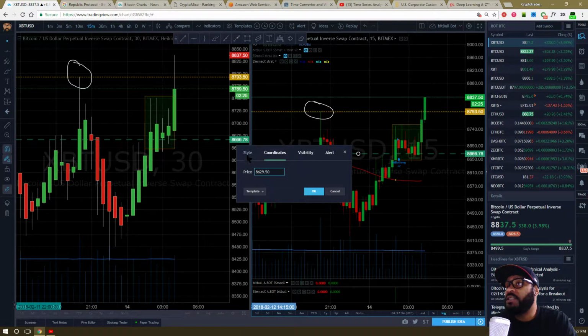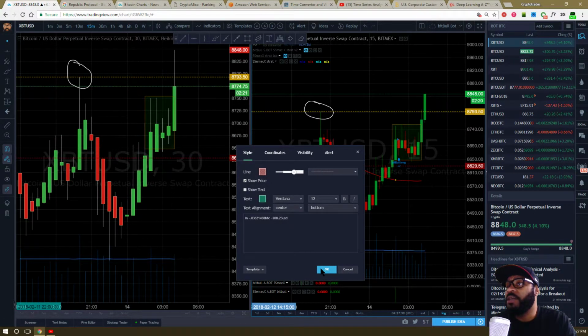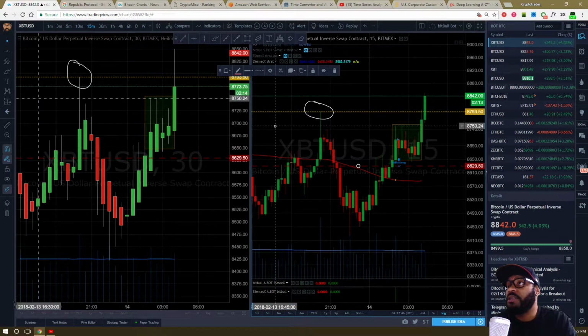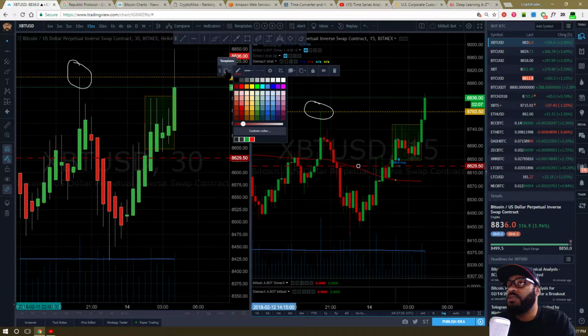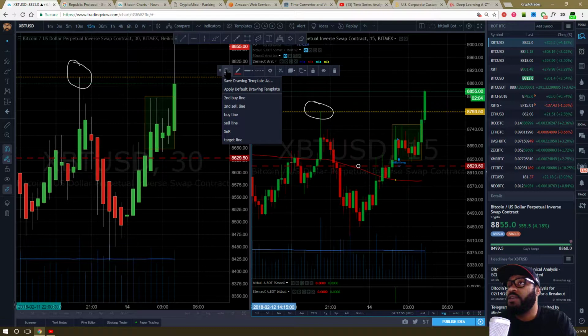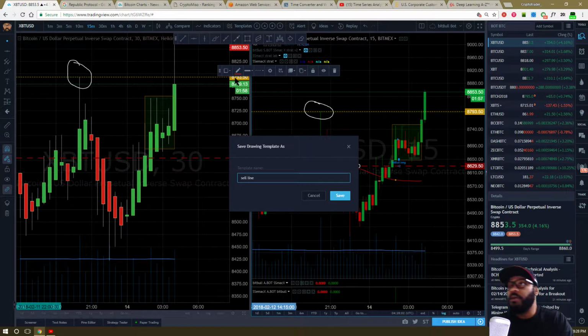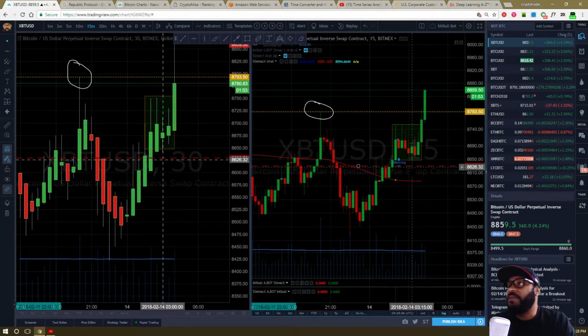And style template, I'm going to say sell line, since my bot got short right here, and this will be a short entry. Okay, maybe I should brighten it up a little bit. Sell line, save as sell line.